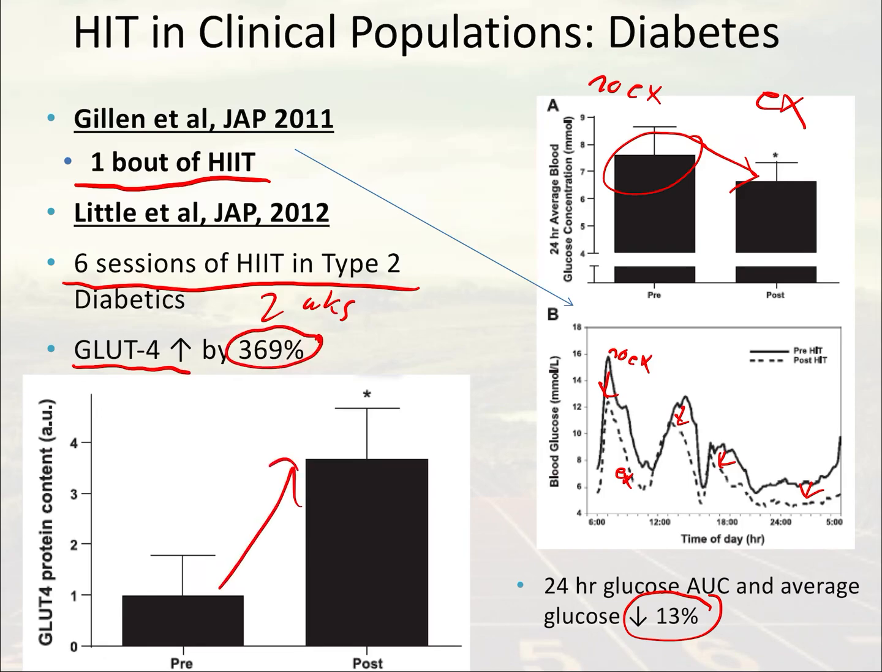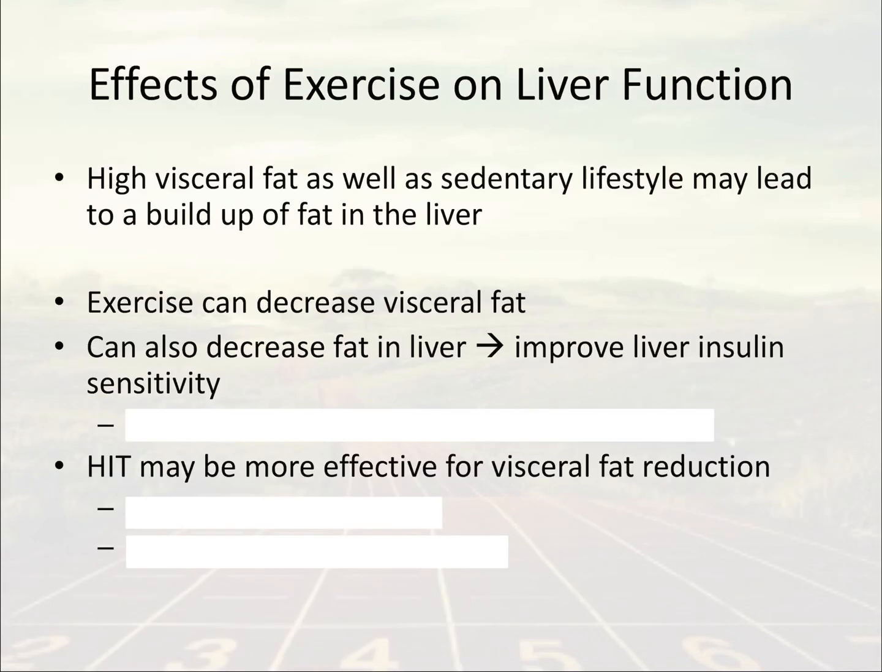369% increase in the level of GLUT4 in their muscles, which is after 6 sessions of HIIT. So, incredible effects of HIIT in diabetics. What about exercise? So that's the effects of exercise on insulin sensitivity and skeletal muscle. What about the effects of exercise on the liver?